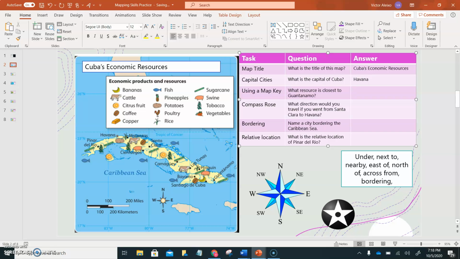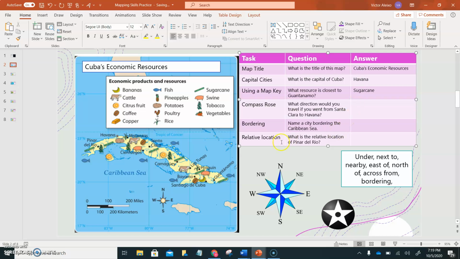The third question is using a map key. This box here is the map key. These symbols represent where certain things are on this map. The question is asking what resource is closest to Guantanamo. If you look in the map key, it says economic product and resources. So if you find Guantanamo, which is right here, you look at the dot, that tells you exactly where Guantanamo is. The closest resource to it is this green stick, which is sugarcane. So the closest resource to Guantanamo is sugarcane.